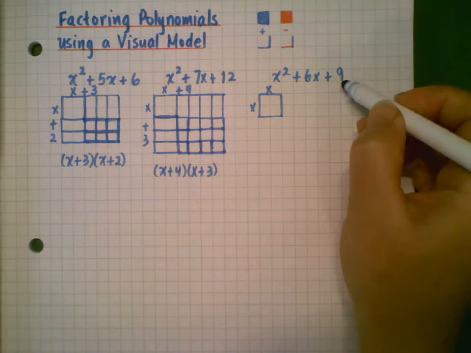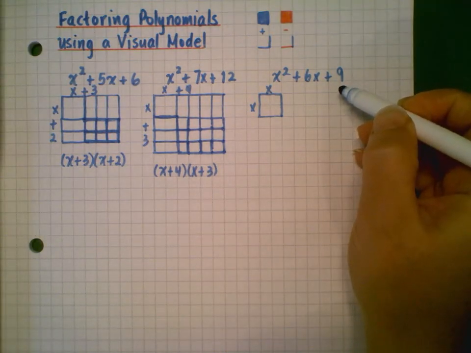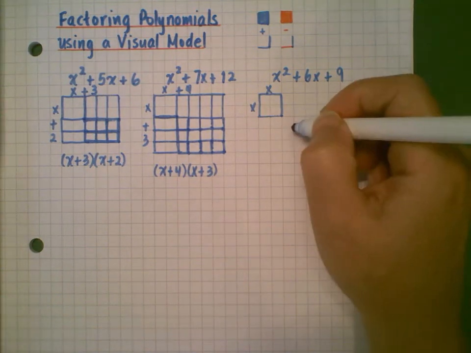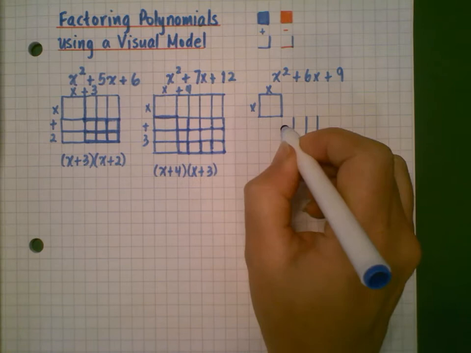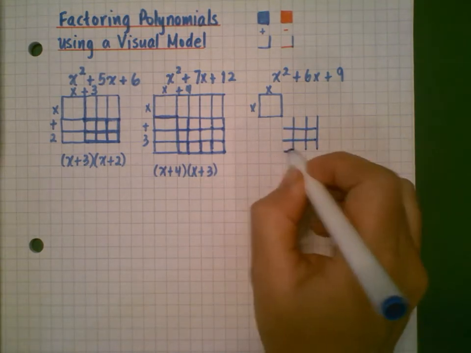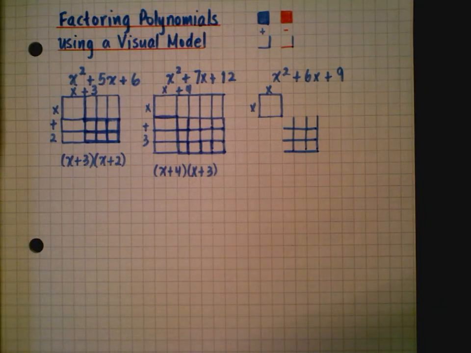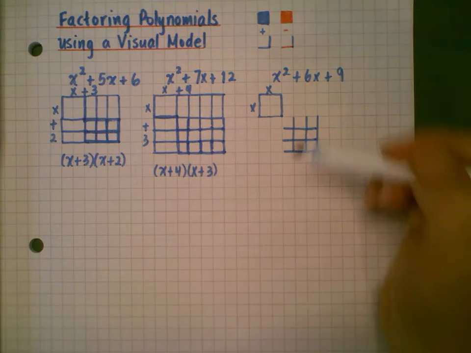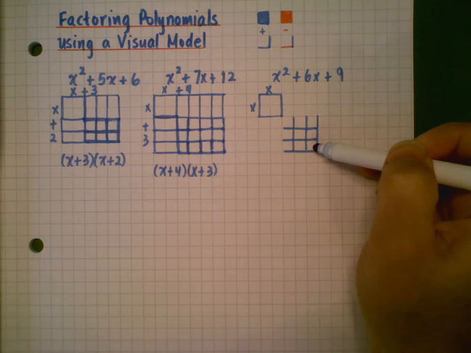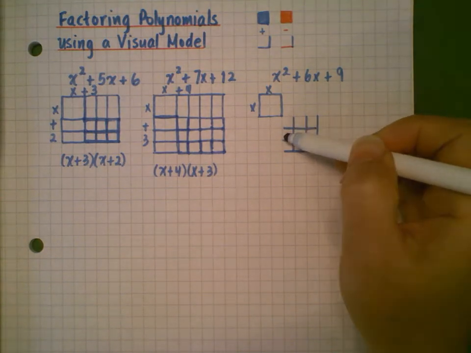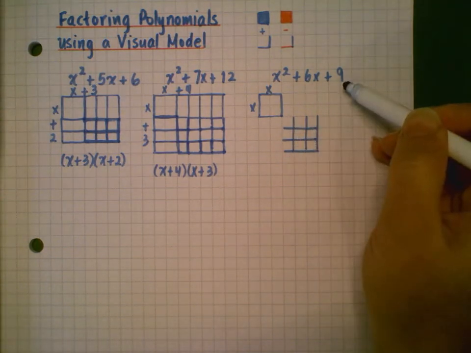And then 9 is a square number of its own. It's 3 times 3. So 1, 2, 3. Okay, like that. So there's my grid. So I'm actually drawing in all of the divisions, all of the grid lines for this 9, because I know that I'm counting each of those units making up that 9.